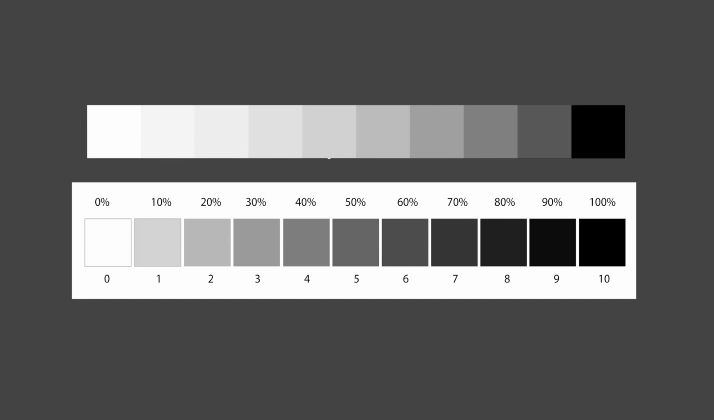So if we look at this chart, this has pure black labeled as 10 and it has pure white labeled as 0. 10 could also be referred to as a very low value. 1 could be referred to as a very high value. 5 could be considered a medium value. 3 could be considered a medium high value, and 8 could be considered a medium low value. Those are the terms we use when describing value.